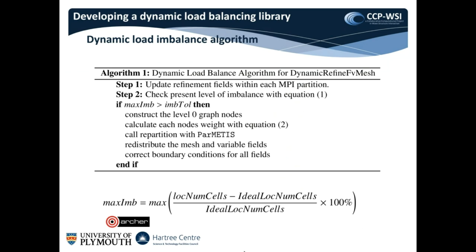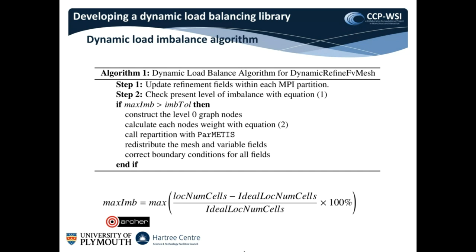So the first step is data refinement fields within each MPI partition. This is basically serial zero mesh adaptivity in each MPI partition. And then naturally you would think the number of mesh nodes in one partition could be much larger than in other partitions. So the total computation will be imbalanced. But first, you need to detect the imbalance.